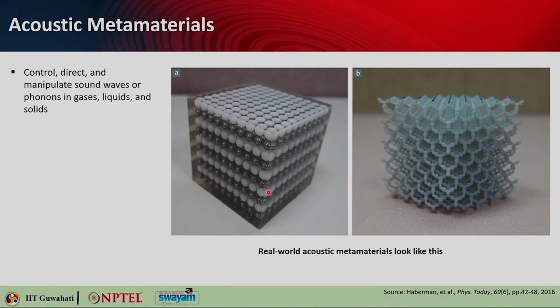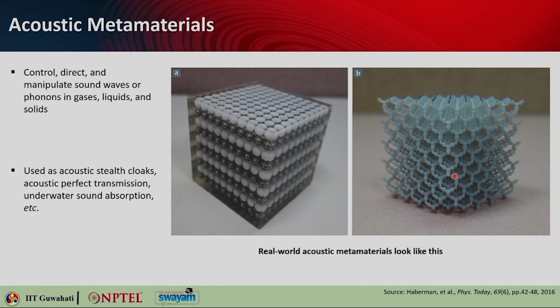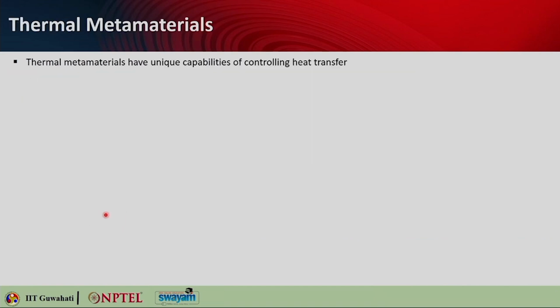And this is called a pentamode metamaterial, which supports stress in only one of the 6 possible modes. It has inspired many acoustic metamaterial designs. So these are different examples. They can be used as acoustic stealth cloaks, acoustic perfect transmission, underwater sound absorption, and so on.